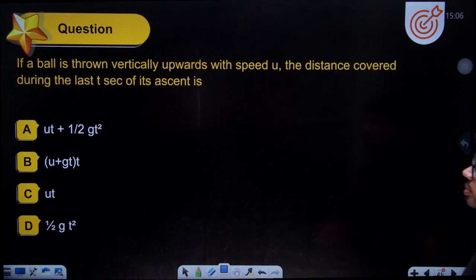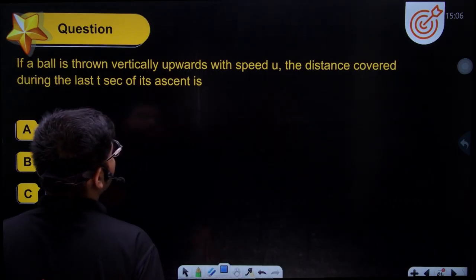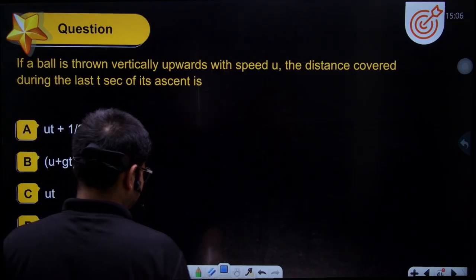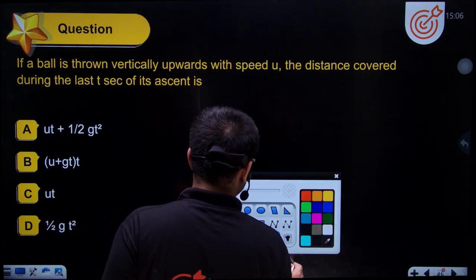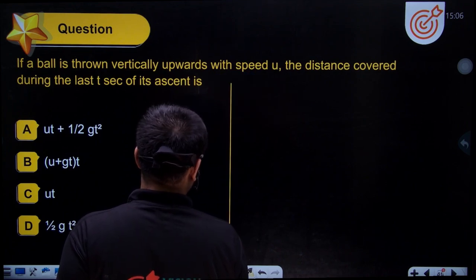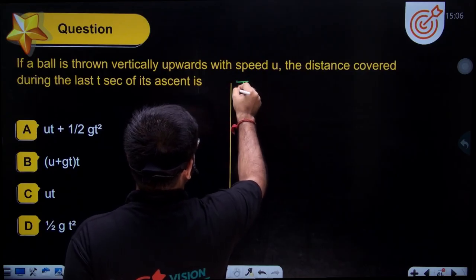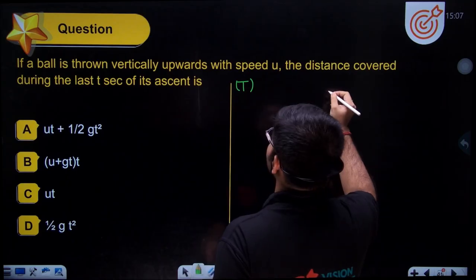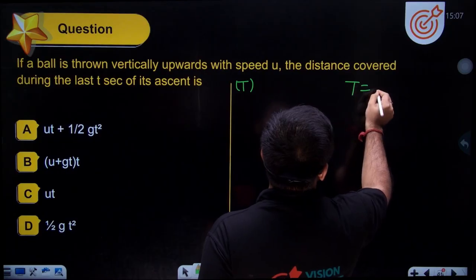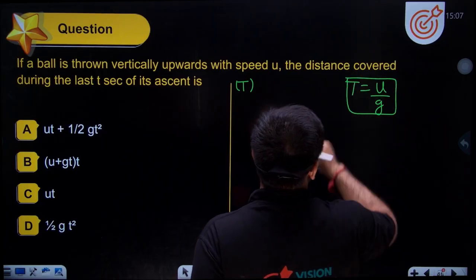If a ball is thrown vertically upwards with speed u, the distance covered during the last t seconds of its ascent is? So this is the total distance. Suppose the total time of ascent is T, and what we have said, the distance covered during the last t seconds of its ascent. The total time of ascent is u by g. This you always remember, we derived it also previously.